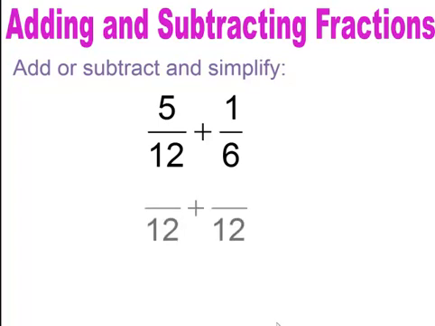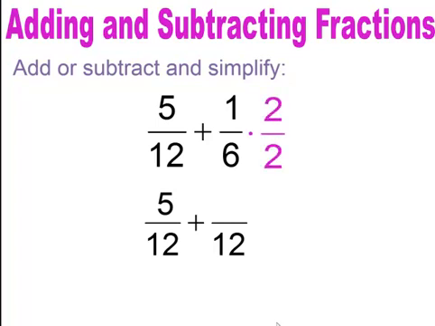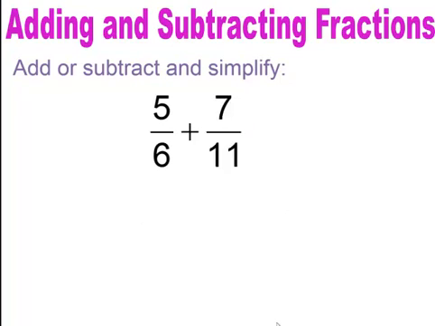So in this case, 6 divides into 12, so my common denominator will be 12. The first fraction has that common denominator, so I just bring down the 5 over 12. The second fraction, I need to multiply 6 by 2 to get 12, so make sure you multiply the numerator by that 2 also. 2 times 1 is 2. And now I have like fractions, so I'm going to add the numerators, and I get 7 over 12. Pause and try.